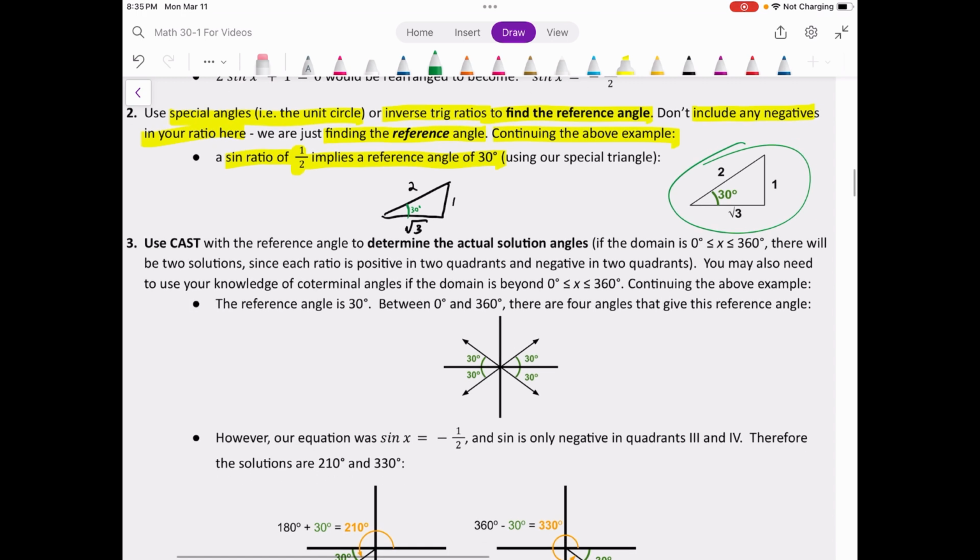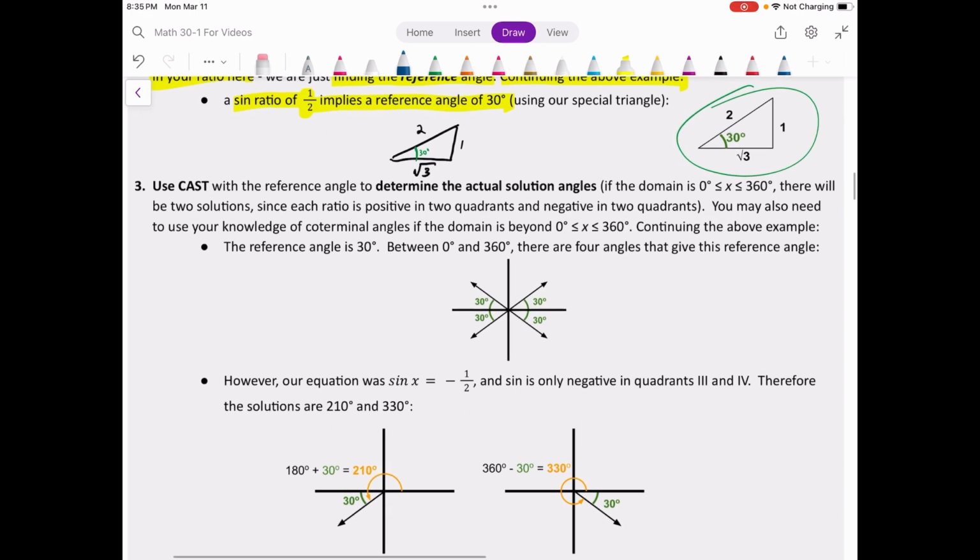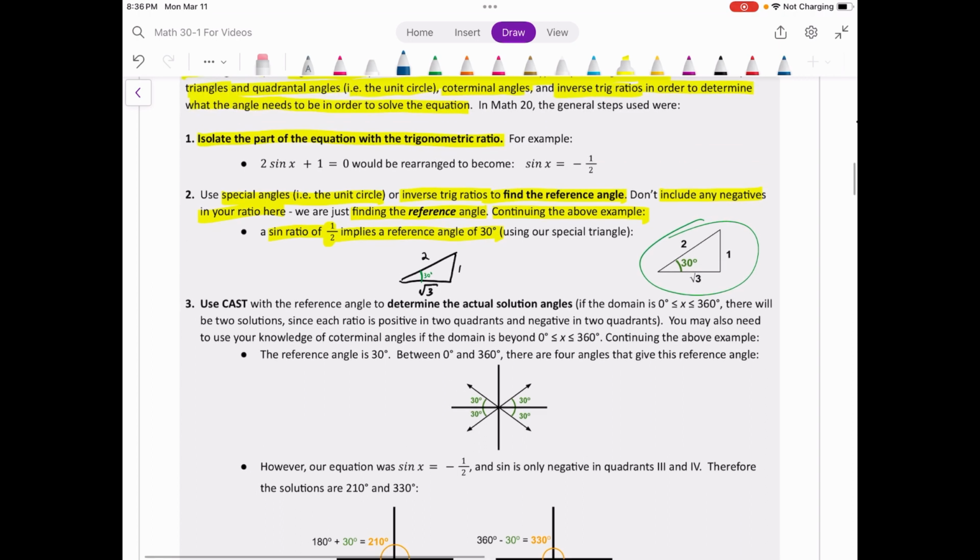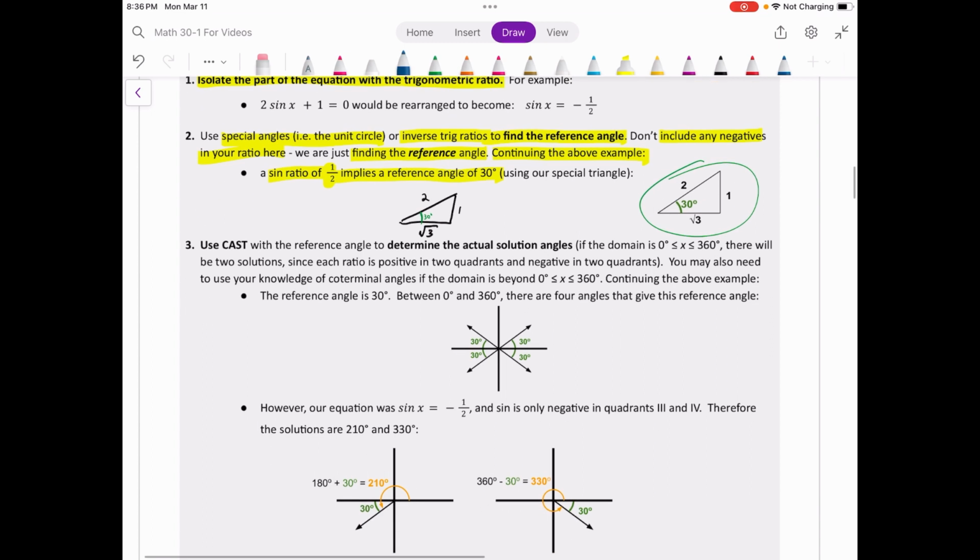So now we know that whatever our angle is, it must have a reference angle of 30 degrees because it has a sine ratio of 1/2. That's what 30 degrees has as its sine ratio. So this thing has a reference angle of 30 degrees. Now be careful, that doesn't necessarily mean x is 30 degrees, right? We know that in just one rotation, there are 4 angles that have reference angles of 30, right? So now we'll just have to think about CAST, okay, with our reference angle to determine the actual solution angles.